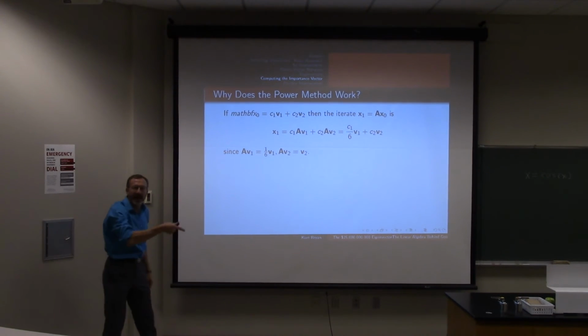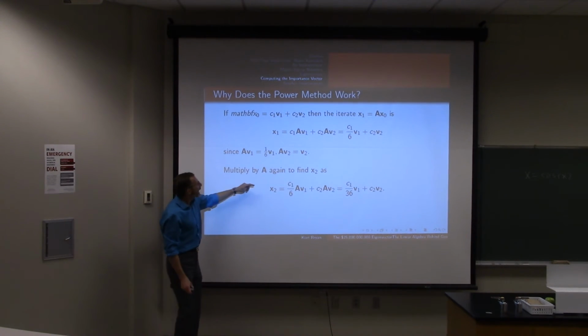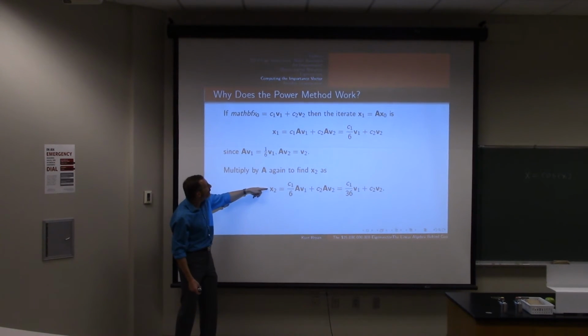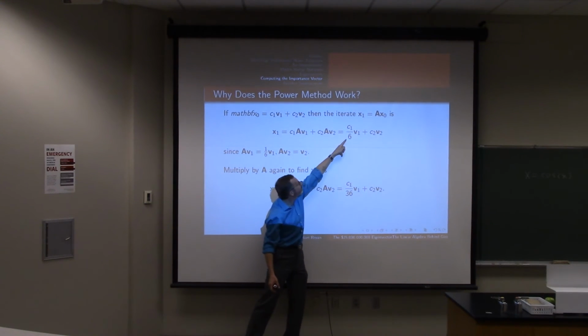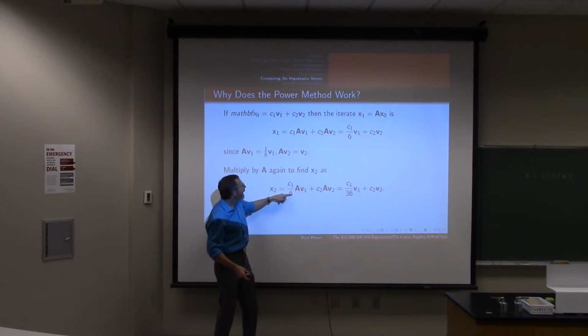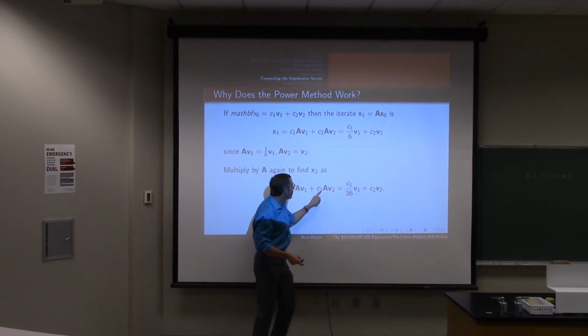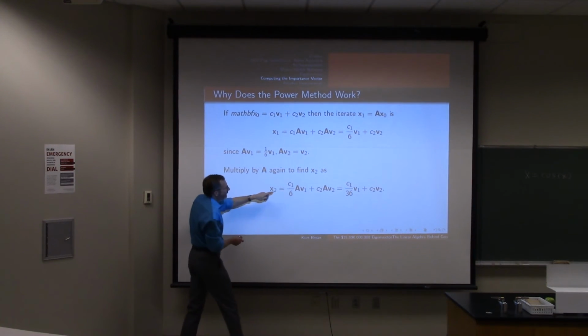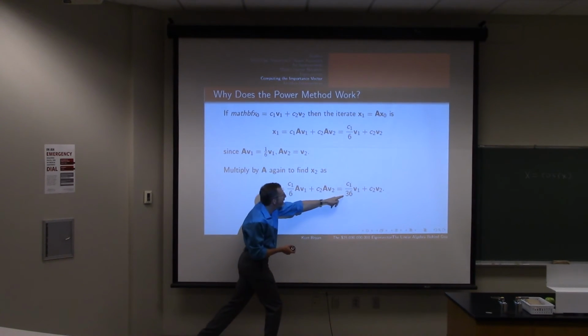Now, do it again. Produce the next update, x2. x2 is A times x1. If you look at what x1 is, multiply this expression by A. You're going to get c1 over 6 times Av1, plus c2 times Av2, but Av1 is 1/6 v1. So I'll take that 1/6 and I'll put it down here, c1 over 36.